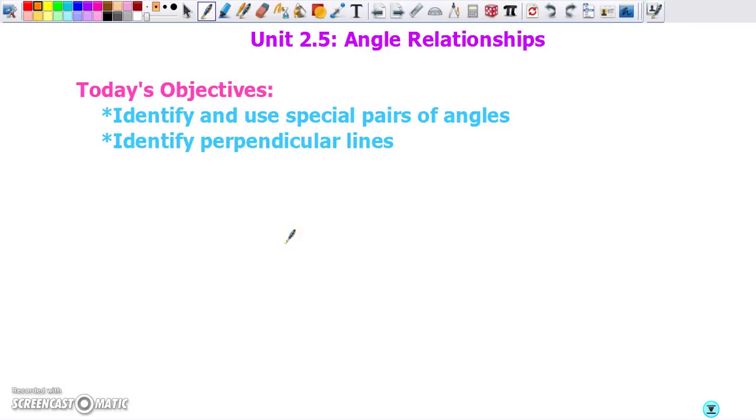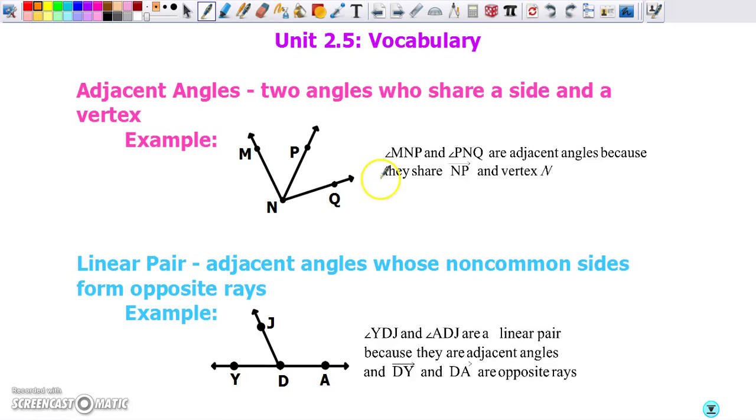In the last lesson, we talked about angle measures and how to find them, how to classify them, and things of that sort. And so in this lesson, we're going to take those angle measures and see how they relate to angle relationships. So we're going to identify and use special pairs of angles, and then we're going to identify perpendicular lines. There's quite a bit of vocab, and it's really important that you have this. I'm sorry it's a lot of writing, but you have to know these things inside and out.